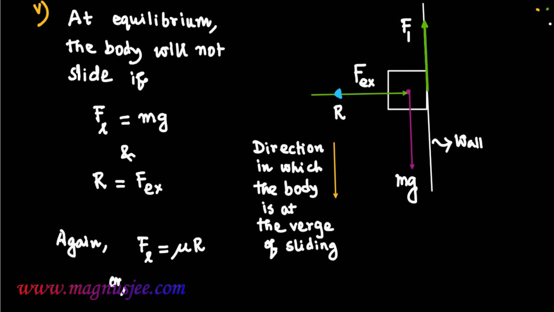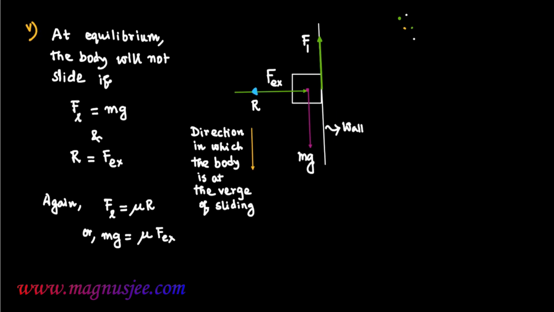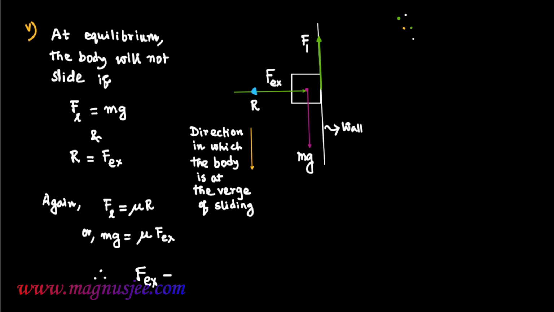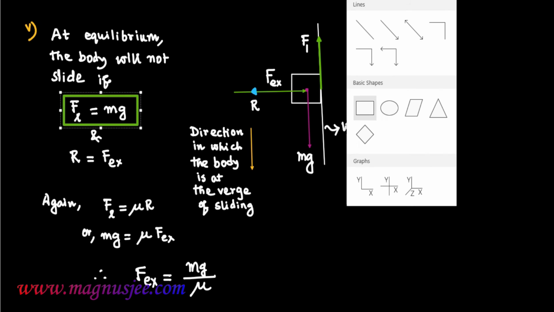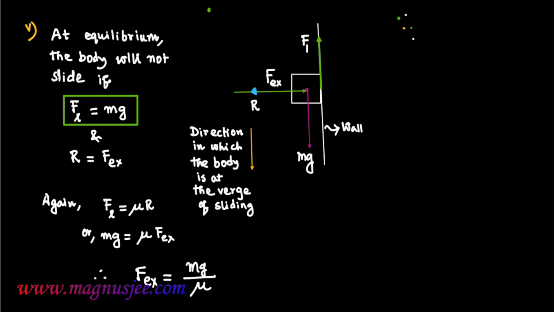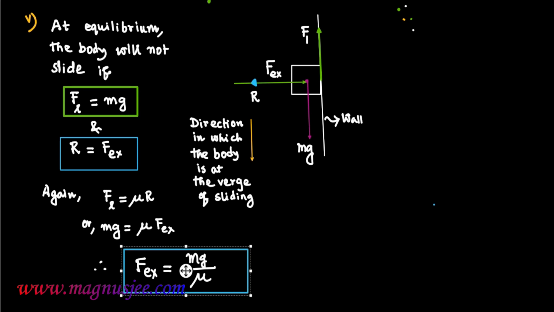Again, limiting friction Fl is equal to mu dot R, where mu is the coefficient of friction between the body and the wall. So finally we get the expression of Fex as Fex is equal to mg divided by mu. This is the expression of external force Fex which is acted on a body. We get the expression of Fl as equal to mg and R is equal to Fex. And Fex is the applied external force on the body to hold it against the wall. Fl is the limiting friction and R is the normal reaction.